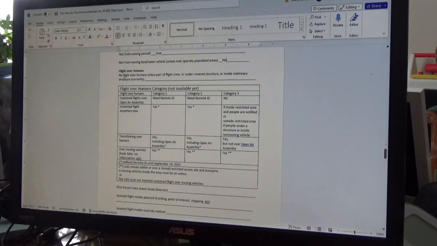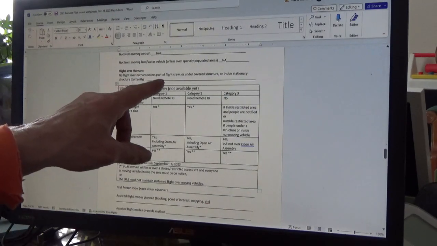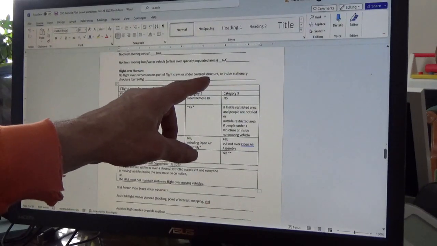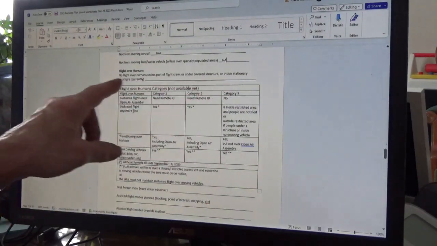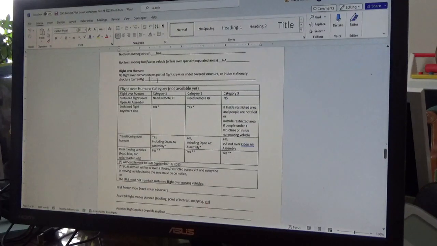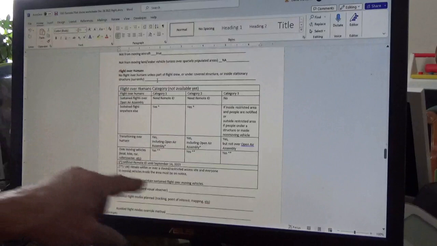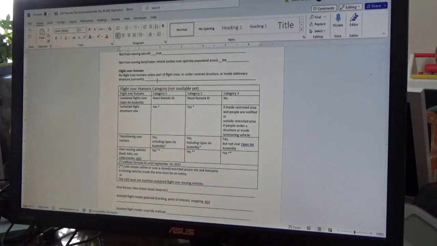Okay, so flight over humans. No flight over humans unless the humans are part of the flight crew, or they're under a covered structure, or inside a stationary structure. And that's what's current, because this flight over humans category stuff is not in effect yet by the FAA. So no flight over humans. We'll stay away from humans.